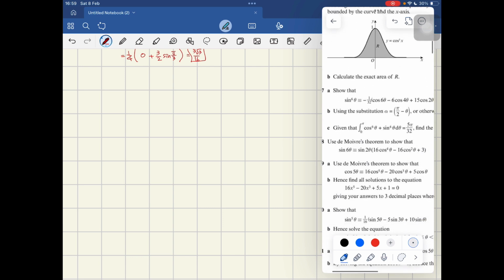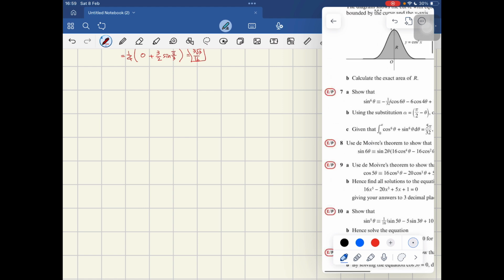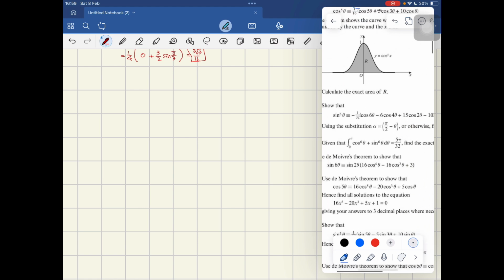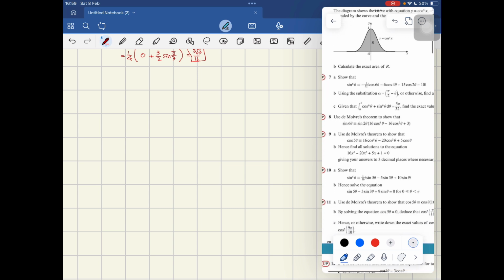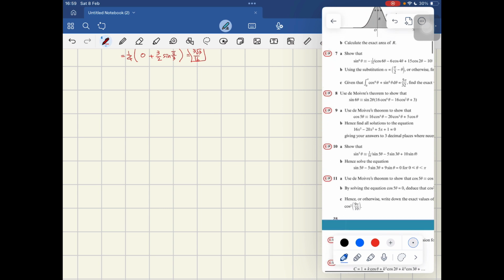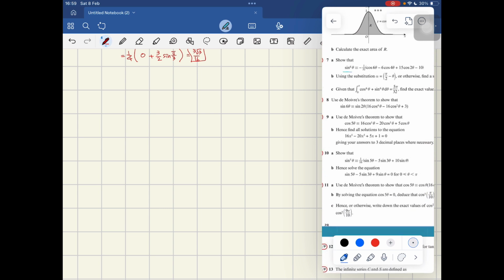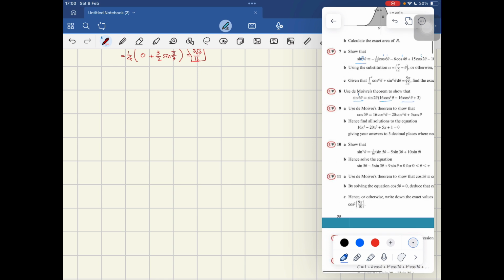Number 7 is the same also, so I will skip it. And number 8 is different, because numbers 6 and 7 are like power reduction, with all powers degree 1. But number 8 has higher degrees, which means they are different approaches.